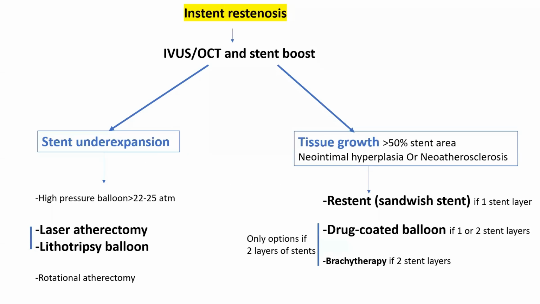I have 2 additional notes. Brachytherapy is a catheter that has an isotope, strontium isotope, at its tip, and it delivers local beta radiation to suppress smooth muscle cell proliferation.